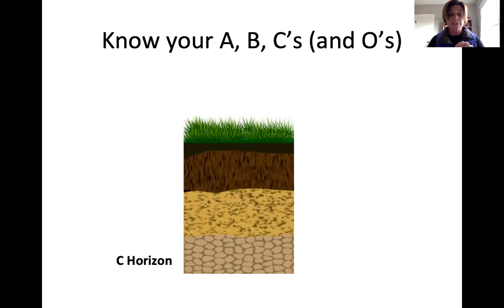So above the C horizon is the B horizon. The B horizon might be called subsoil. You may have heard the word subsoil. The B horizon is kind of in between the C, and we'll get to the A next. So the B horizon will have maybe a few roots that are growing into it. The chunks are a little bit smaller than the C horizon, and there's still not a lot of organic material.